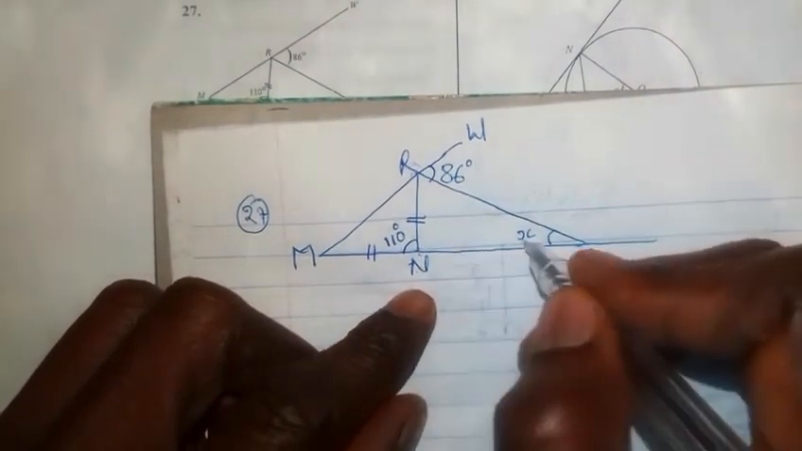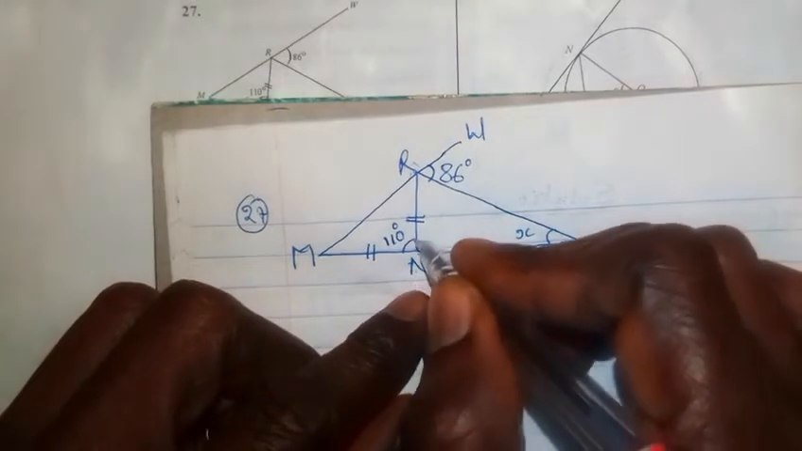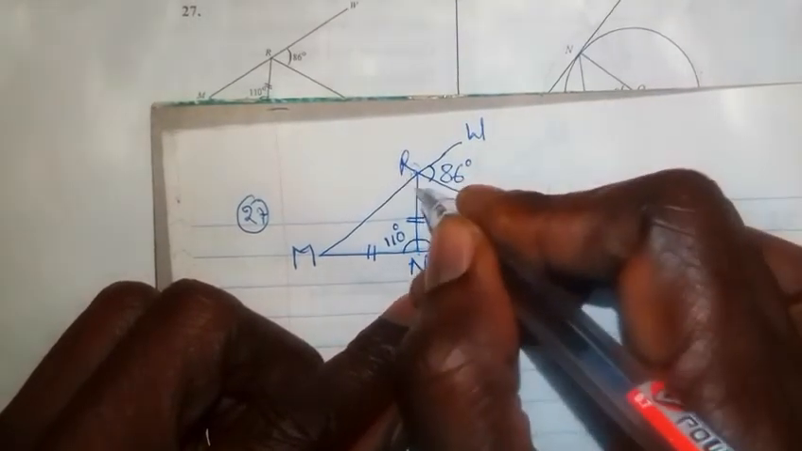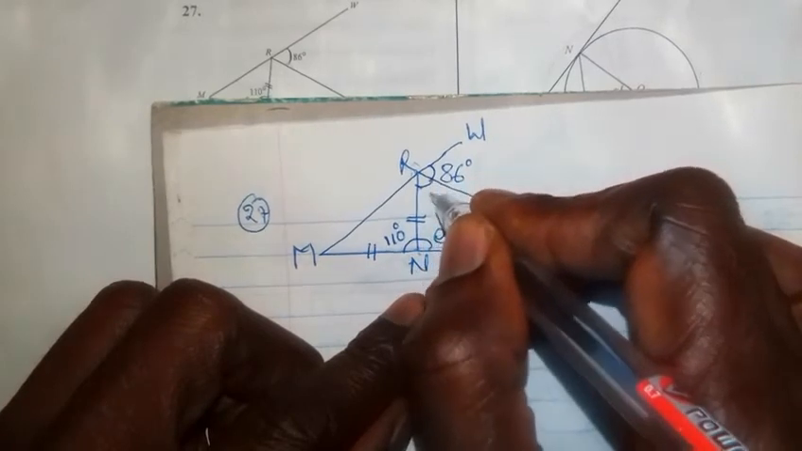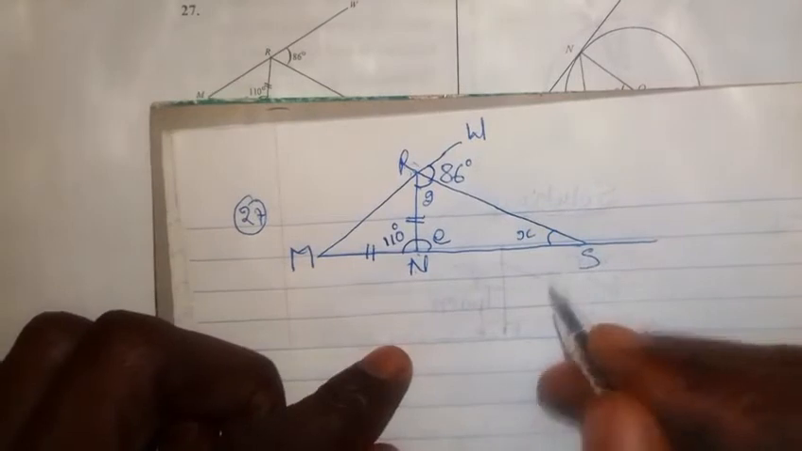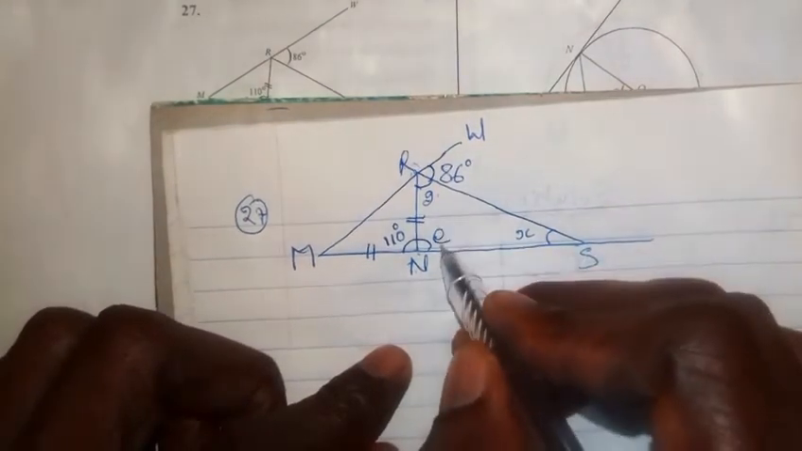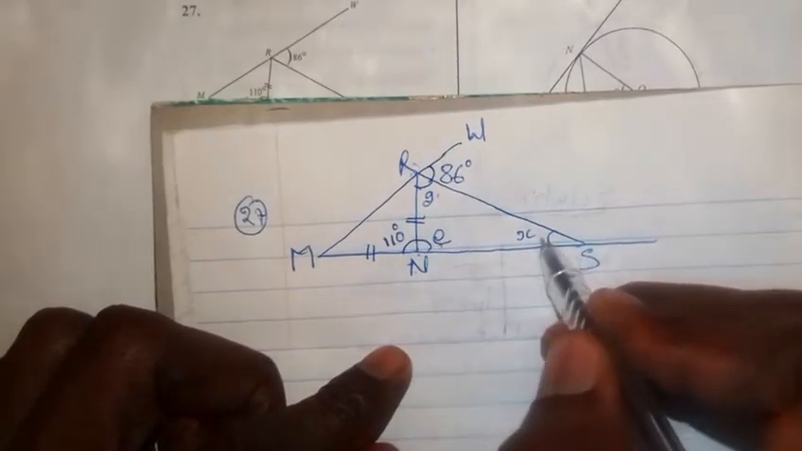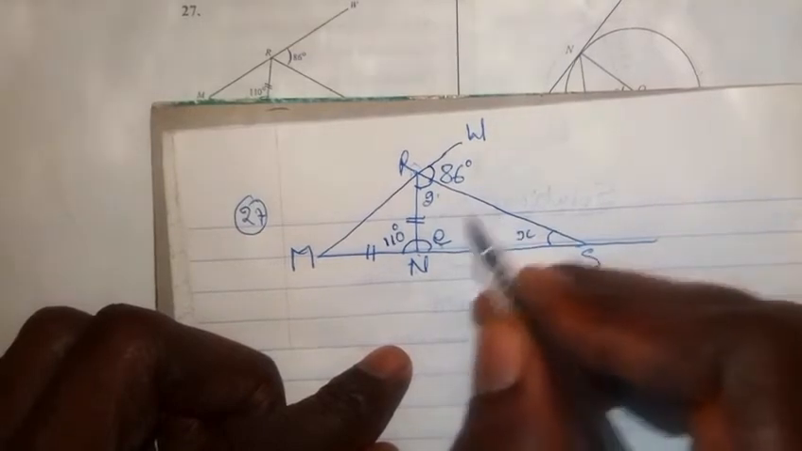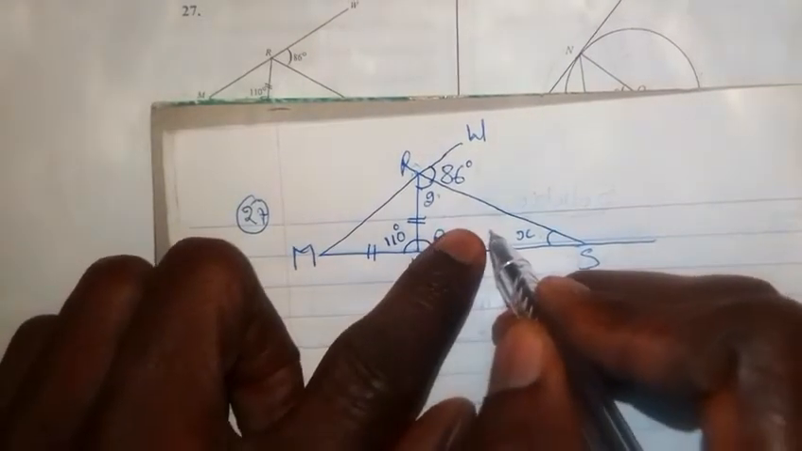Now, for us to get this x, we need this angle here, which I will call angle E, and we also need this part here, which I will call angle G. We need G and E so we can add them up with x and subtract the result from 180 to get the value of x. That is the sum of angles in a triangle. That's what we are going to be using here.